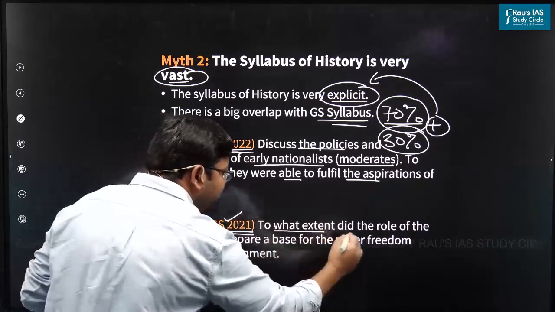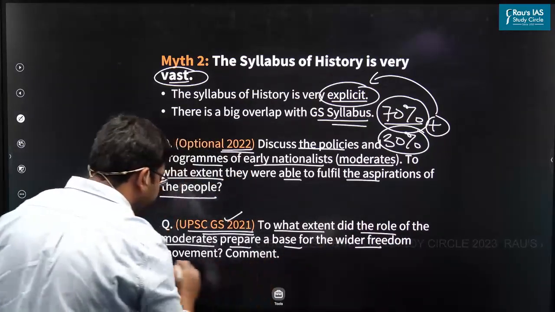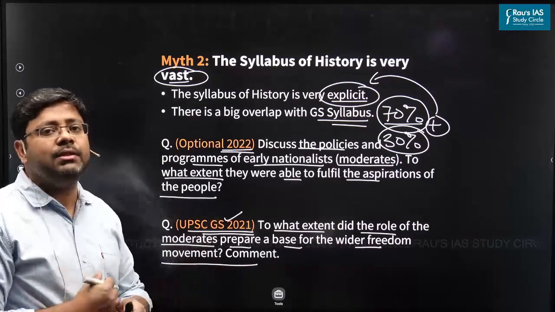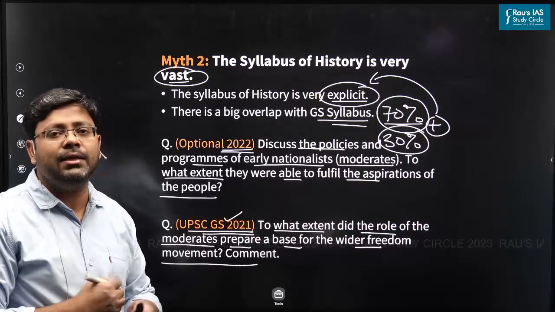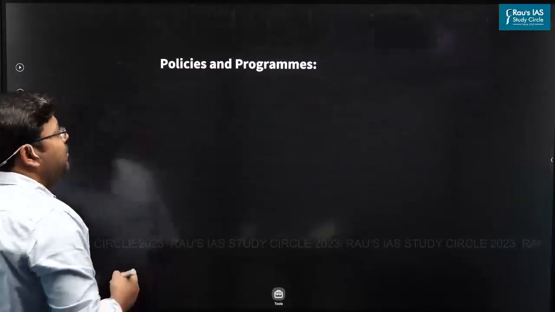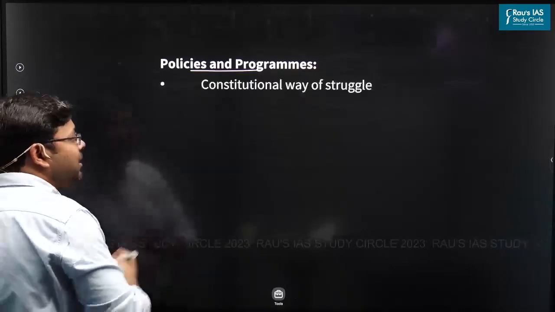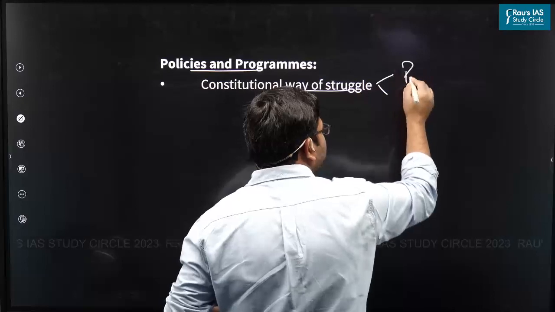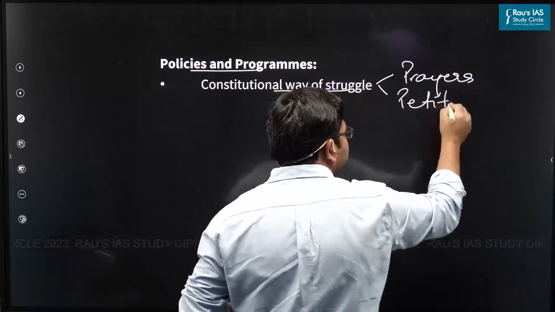To what extent did the role of moderates prepare a base for wider freedom movement? Again, we have to figure out to what extent they were successful in fulfilling the aspirations of the people in leading the national movement. For both the questions, the approach is very simple. First of all, if you talk about the policies and programs of the moderates, they believed in a constitutional way of struggle, of prayers and petitions.